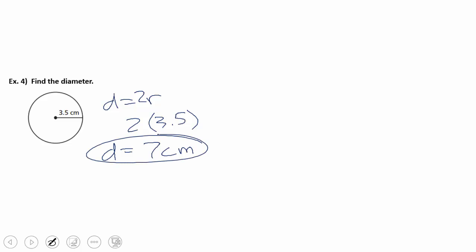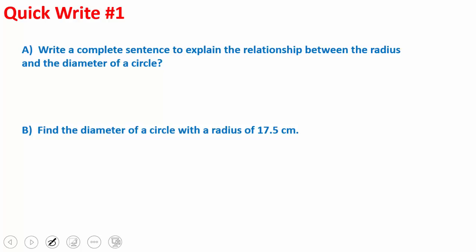So knowing vocabulary is very important. Knowing what the diameter is, going all the way across, passing through the center, and that the radius is a line from the center going to any point on the circle. And then, of course, the relationship between them, that the diameter is equal to 2 radii, and that the radius is equal to the diameter divided by 2, or half of the diameter.